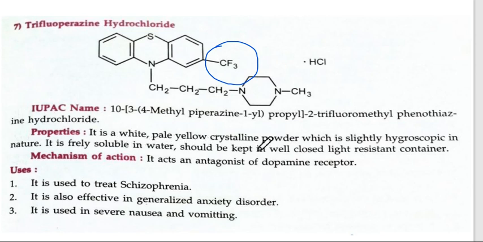It is a white to pale yellow crystalline powder which is slightly hygroscopic in nature and freely soluble in water. It should be kept in a closed, light resistant container. It is again an antagonist of the dopamine receptor, used in the treatment of schizophrenia, generalized anxiety disorders, and severe nausea and vomiting. That is, it is used as an antiemetic.